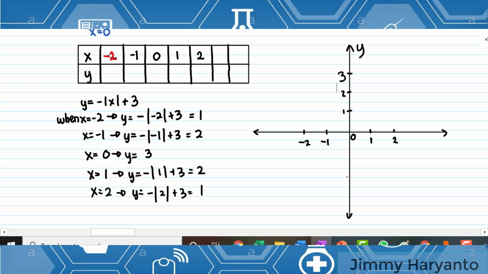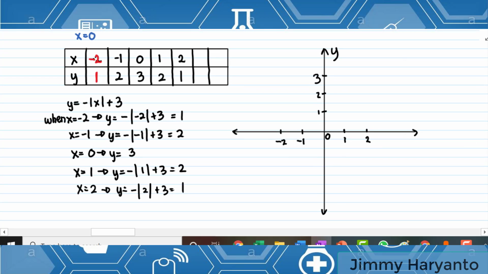Oops, I forgot. Before we draw, we have to fill in the table with the numbers we got. First is 1. Be careful, 1 is not included, and then 2, and then 3, and then 2, and then 1. Okay, let's draw it.